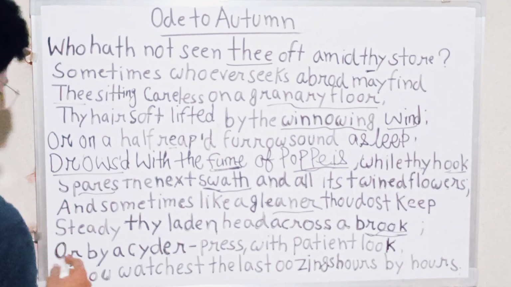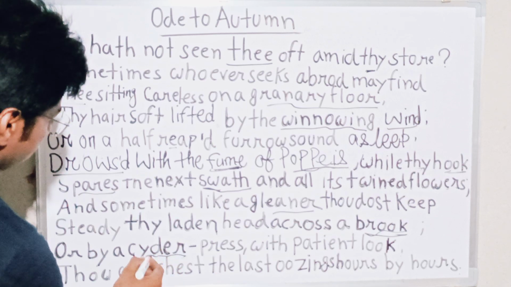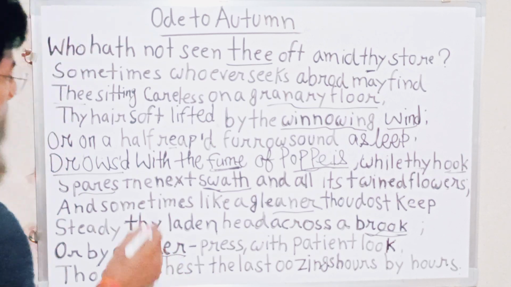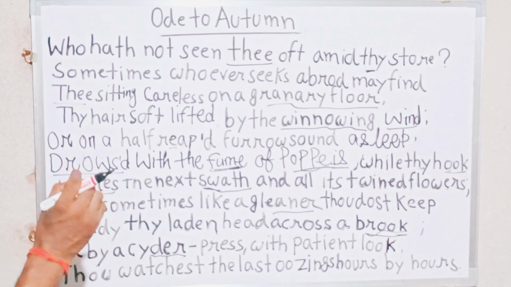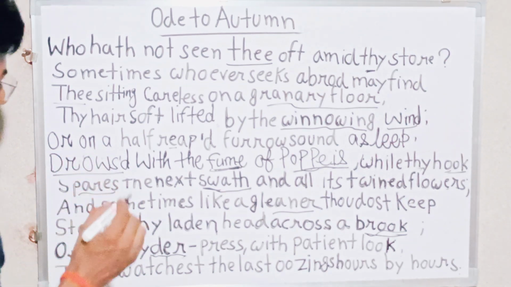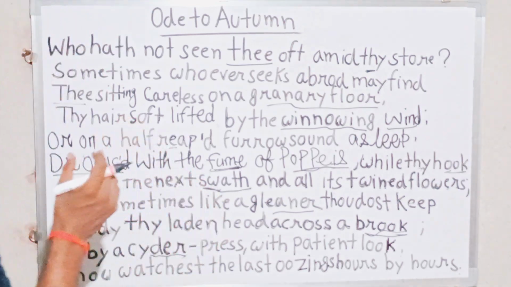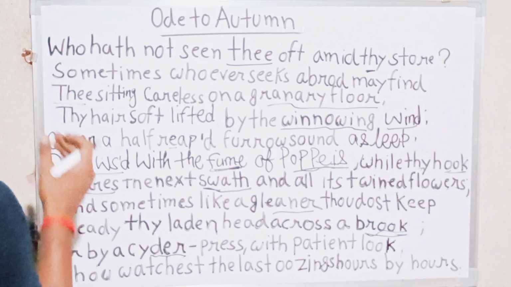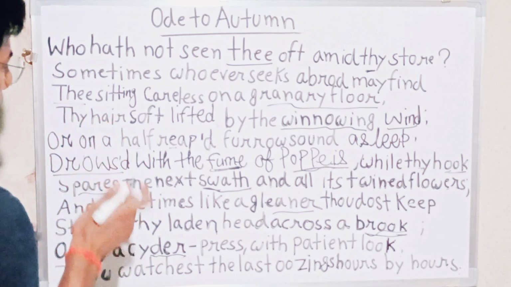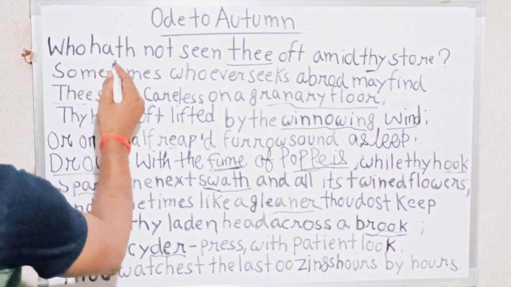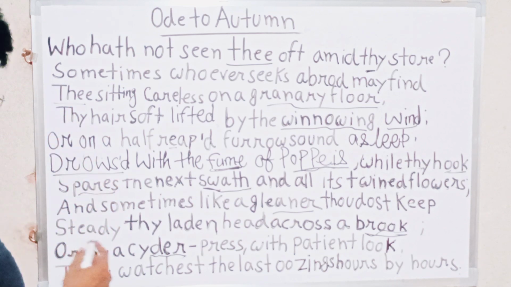So see this. Or by a cider, my dear learner, see again here John Keats has made use of an obsolete word. Obsolete means archaic, or out of date words which are no longer part of the standard English language, like hath, like thee, like thy. And here see again thee.